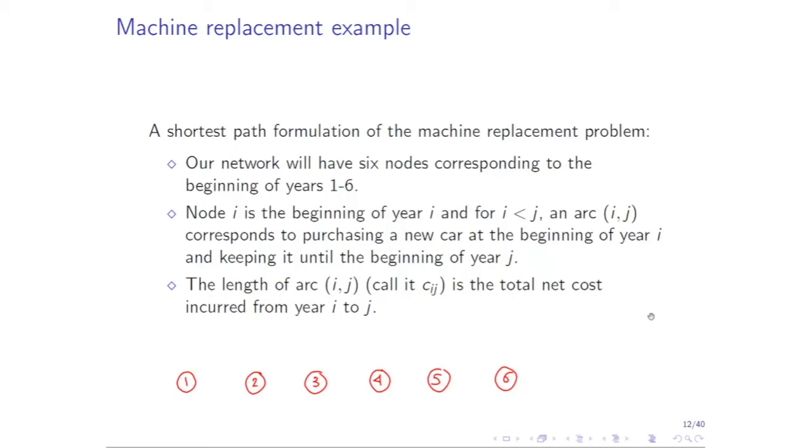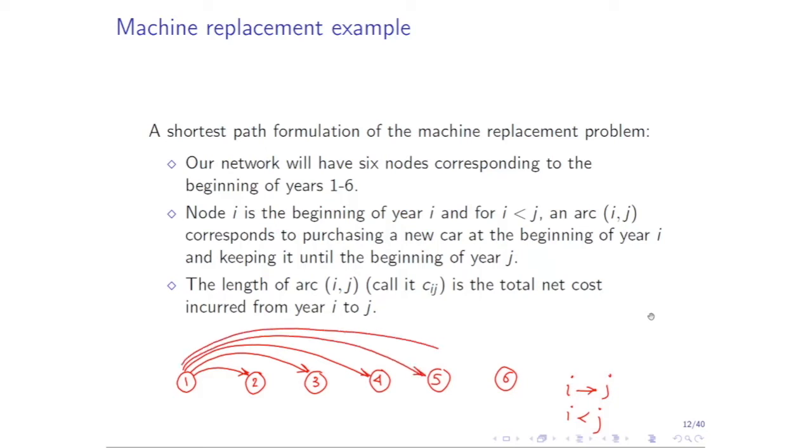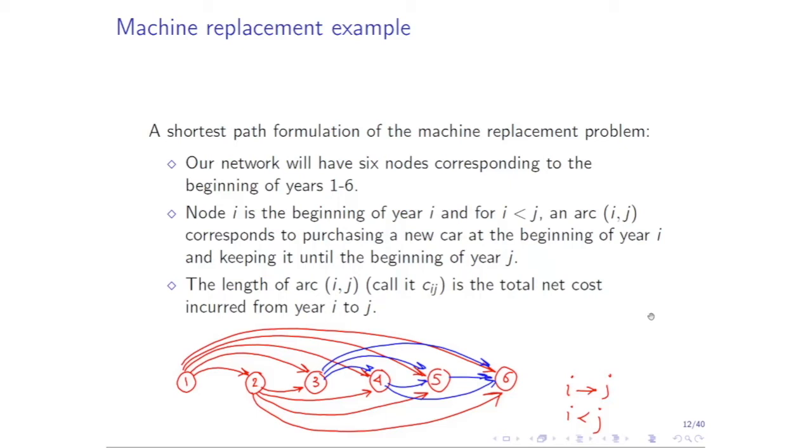In this graph, I will put an edge from every vertex i to a vertex j, given that i is less than j. So from 1 to 2, from 1 to 3, from 1 to 4, 5, and 6. From 2 to 3, 4, 5, 6, and so on. Okay, this is my graph.